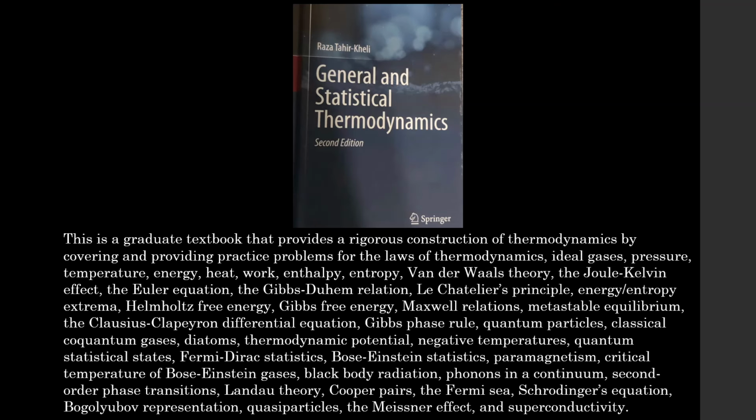Here we have general and statistical thermodynamics. This is a Springer Graduate Series textbook on the topic. So these two books are good to have in conjunction with one another.